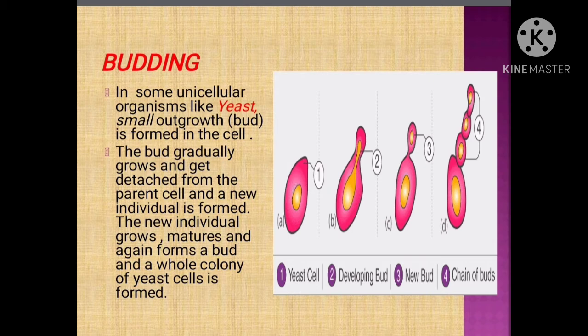In corals and sponges, buds do not separate but remain attached to the parent organism. They grow to full size and reproduce again and again, producing a colony.